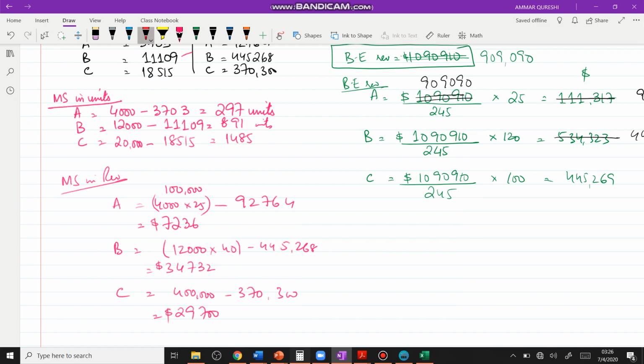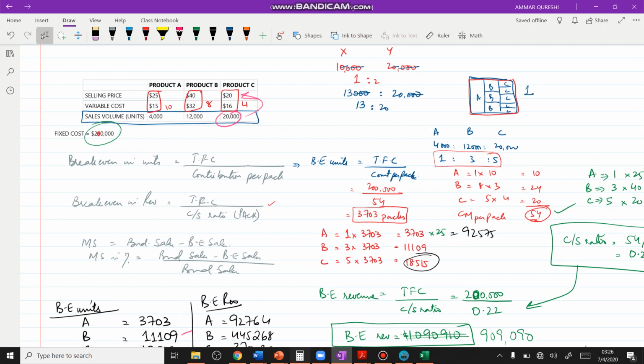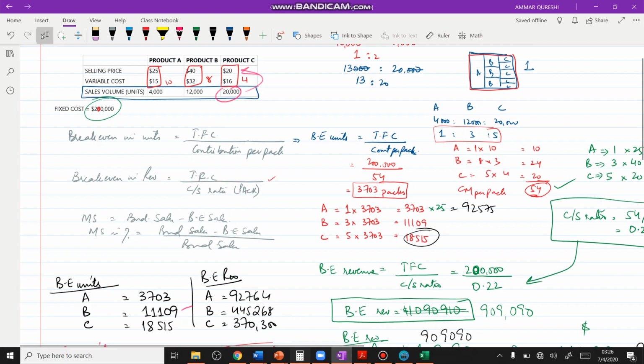Alternatively, you can multiply the margin of safety in units with the selling price in order to get these three figures, right? So that is an alternate option, but the practical, actual way of calculating margin of safety is this, right? The last thing which we can calculate is the sales volume or revenue required to earn a specific profit, right?